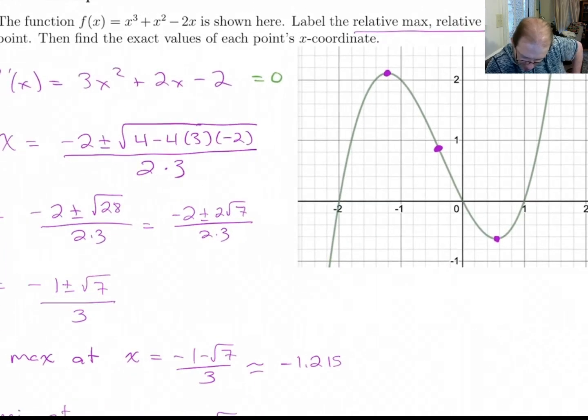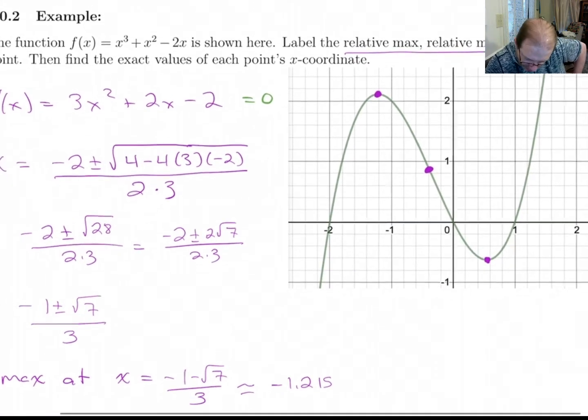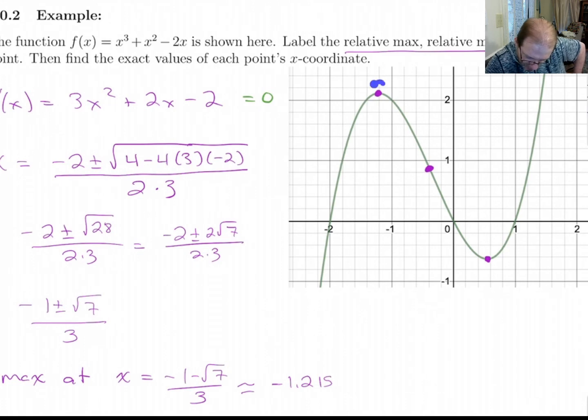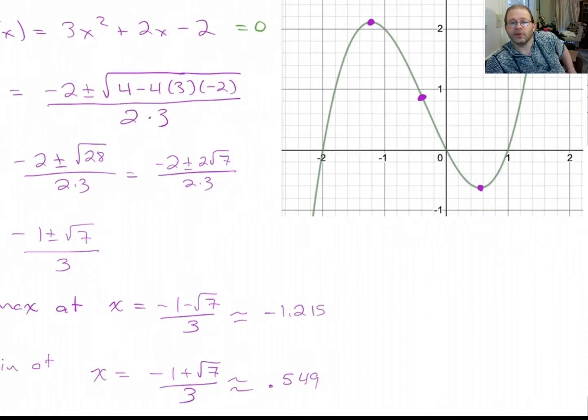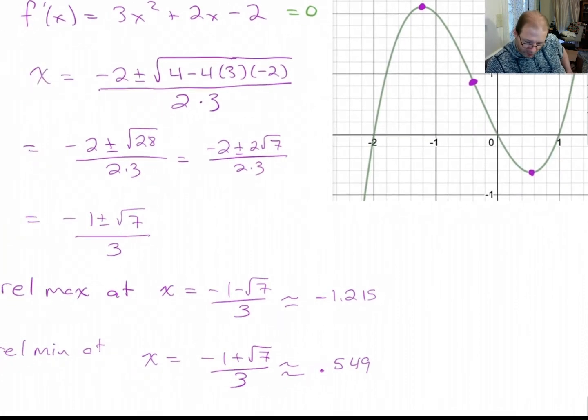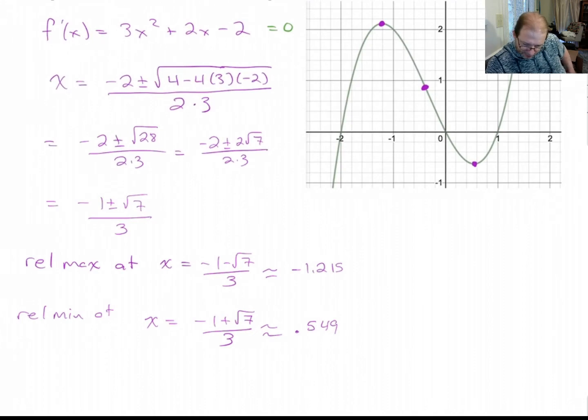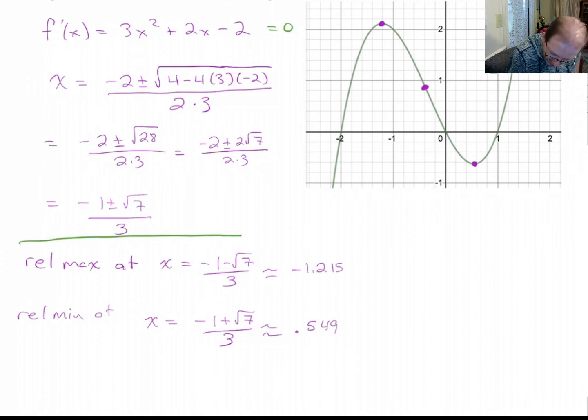So if you come back over here and look at these, they're pretty close. This one up here I said looked like it was a little to the left of negative 1.2. And this one over here looked like it was about 0.5. And so those numbers look good. So it's nice that we use the graph to see what's going on, but then we use calculus to come up with the exact locations of the relative max and min.